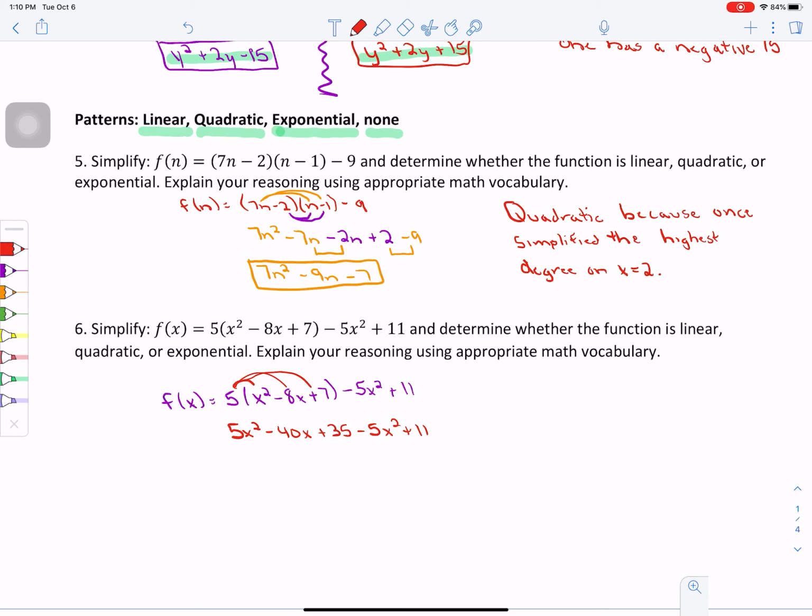Now we're going to combine like terms. 5 minus 5, that means 0x squared. Negative 40x. And then we're going to combine 35 plus 11, which is 46. This is the simplified form of that expression. Now we have to decide which function family. In this case, it's going to be linear because once simplified, there is no x squared.